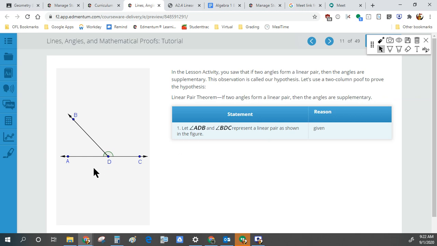So these two are a linear pair. How do we know these two angles are a linear pair? If you ever see it on a picture, it's given. So if you can visibly see it, or they tell you straight off the bat, it's a given fact. How do we know? They told us, either by us looking at the picture, or they explicitly said it. So either way, that's how we know it's a given fact.